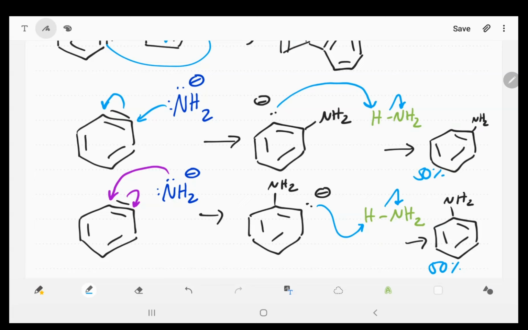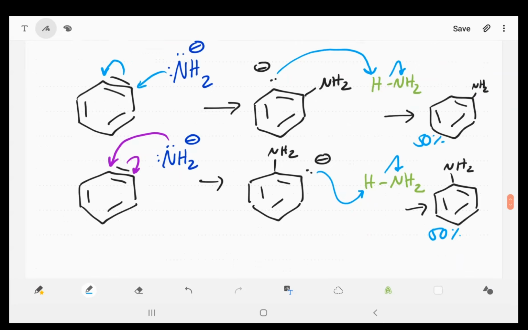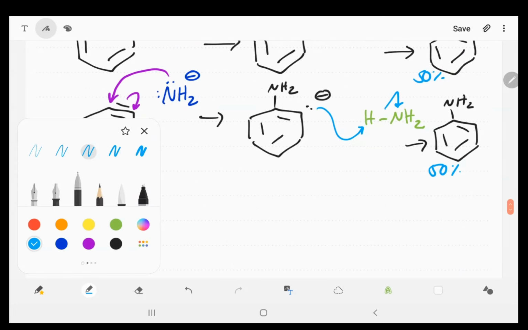So 50-50. All right, so with elimination addition, you do have the possibility of ending up with multiple products if you have a disubstituted or more substituted benzene. If you just have one leaving group on it, it doesn't matter because these two products here are identical, right? There's no difference. They're both aniline. But if we did have a methyl group on there, we would see that we would get different compounds out. All right, so that's the case of elimination addition.